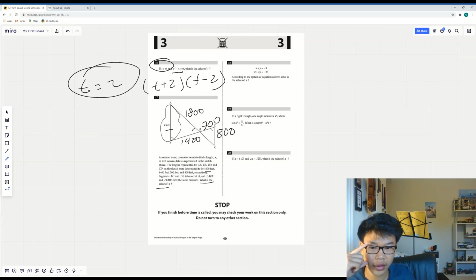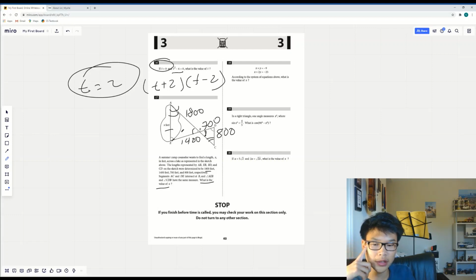Okay, so we know these angles are the same. I forgot what it's called. Vertical angles? Vertex angles? I think it was vertical angles. And these angles are the same because it's marked as congruent. That means these angles must also be the same. So these triangles are similar.